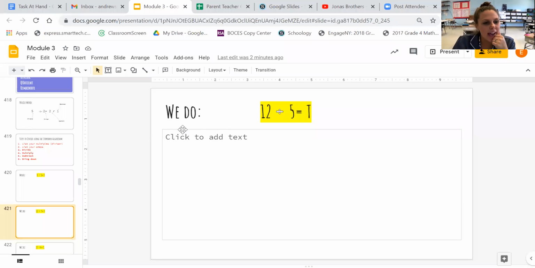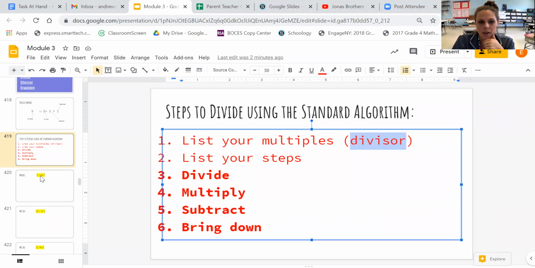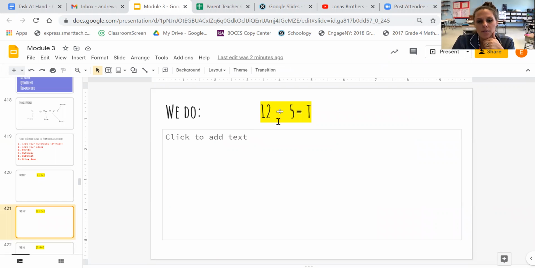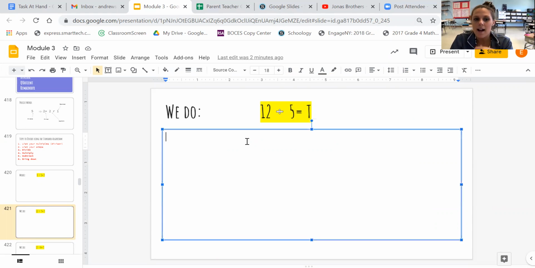All right, guys, so let's go ahead and get started with this. So we remember our first step is to list our multiples of our divisor. So we're going to look at our equation, 12 divided by 5, which means we're listing our multiples for 5. Like I said, I like to list the first 10 multiples. So I'm going to do 5, 10, 15, 20. Why don't you pause and you continue listing the first 10.